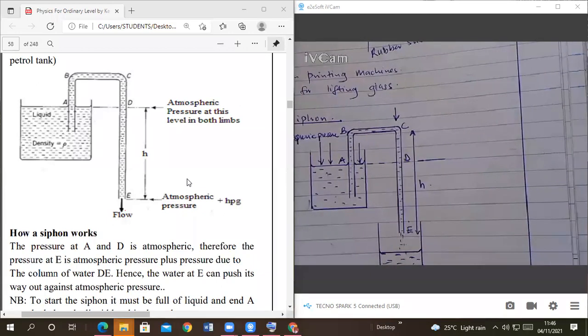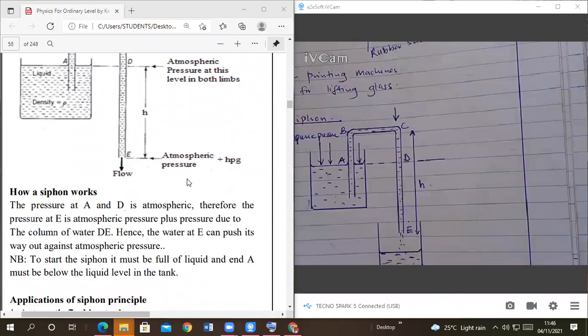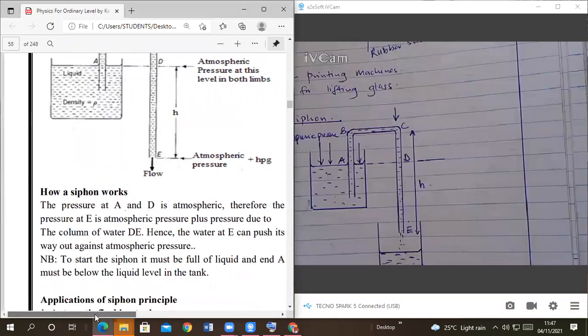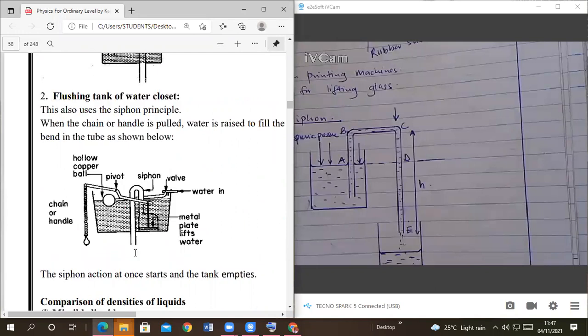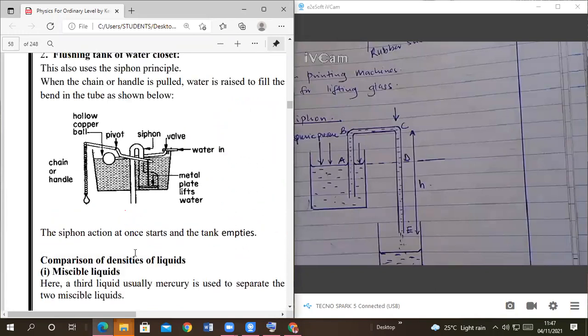So members, I think we can end here today. Next time when we meet, I want you to copy these notes, and then when we meet, we shall look at immiscible liquids.